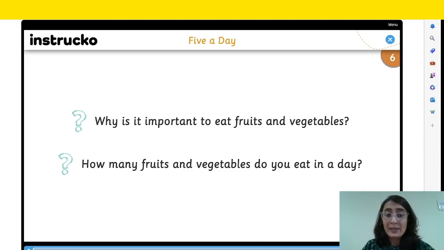Then now tell me, why is it important to eat fruits and vegetables? Every parent must tell you this, right? Your mom and dad must also tell you why it is important to eat fruits and vegetables. Correct, because it will help you grow. See, Mo's father is giving him bananas now to help him grow bigger, right? So, if you eat healthy fruits and vegetables, then you will also grow big and strong, right? So, we should always eat the healthy food, which is fruits and vegetables.